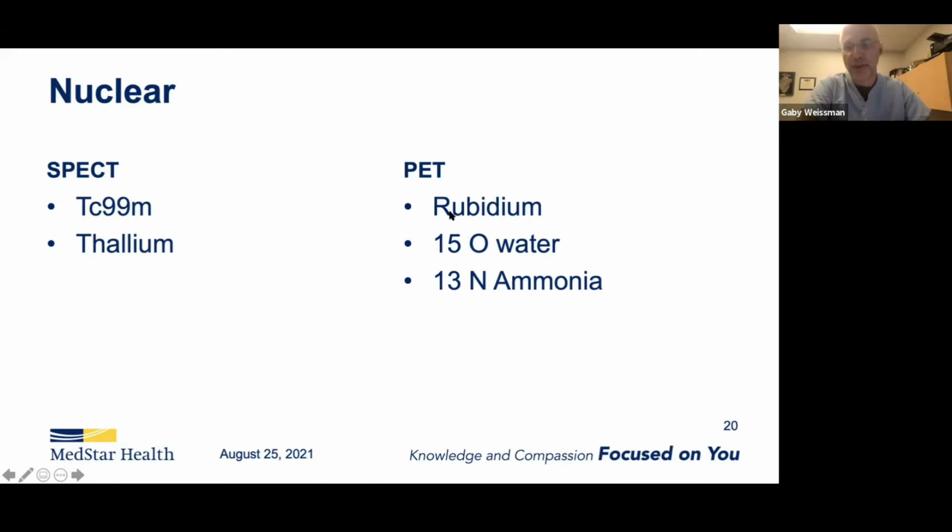These examples that I'm giving you here of rubidium, O15 water, and N13 ammonia are all perfusion tests. So they track blood flow, which is what we're talking about. This is going to be very different than an FDG PET, which tracks metabolism, and we'll talk about that when we get to viability. So these are all techniques for tracking blood flow. And as we talked about with the ischemic cascade, blood flow abnormalities are relatively early on in the course.